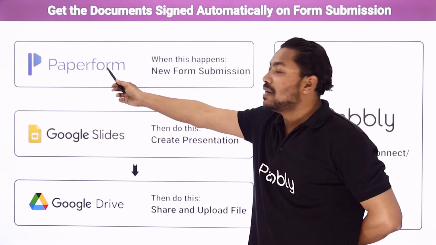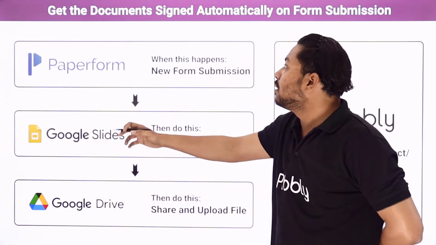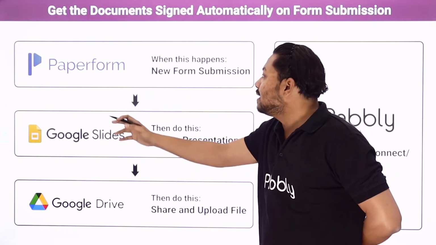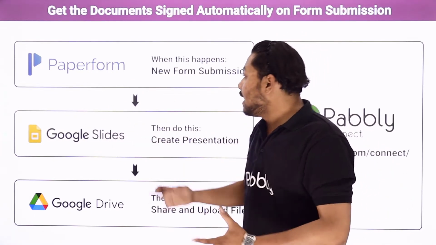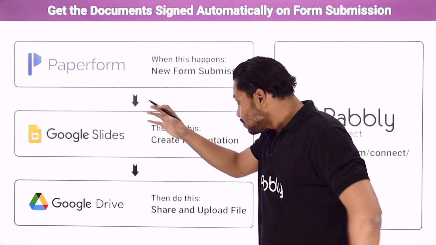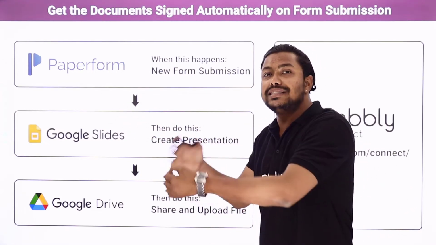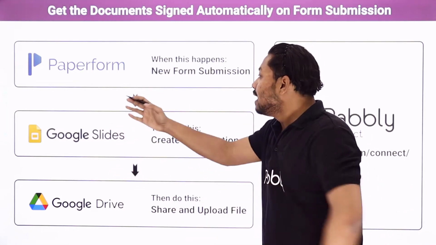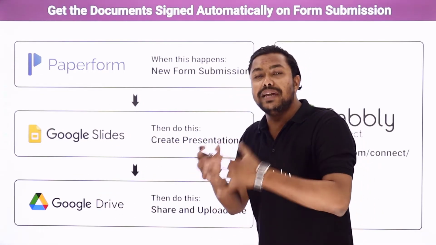I will send a paper form to those parents, then they will sign the documents which will be created in Google Slides as a presentation. Then what will happen? When they sign and send back the form, a new presentation will be created with the name and signature of those parents, and it will automatically be updated to Google Drive in the PDF format.